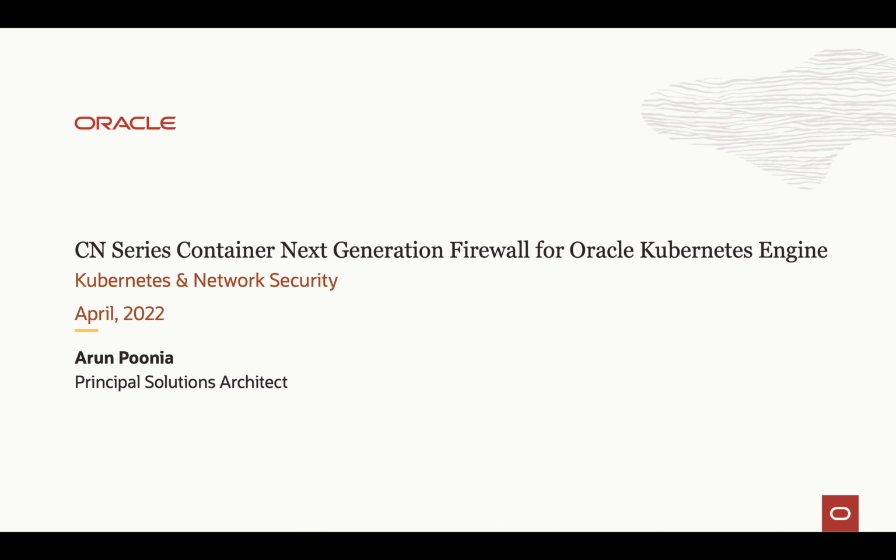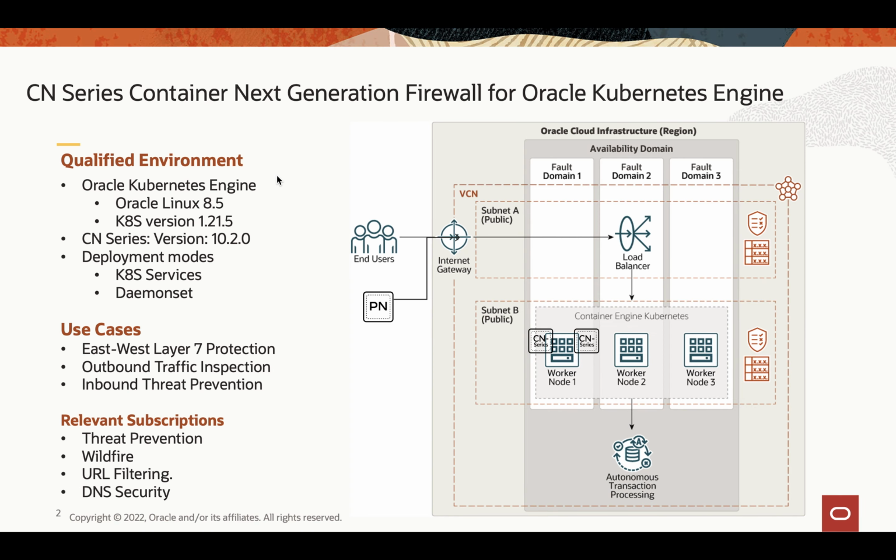In this short demo, you will see how you can use CN Series Container Next Generation Firewall for Oracle Kubernetes Engine. Oracle Kubernetes Engine is an OCI service which allows you to deploy Kubernetes cluster. Recently, we have qualified CN Series Container Next Generation Firewall for OKE. CN Series can be deployed on Oracle Kubernetes cluster.